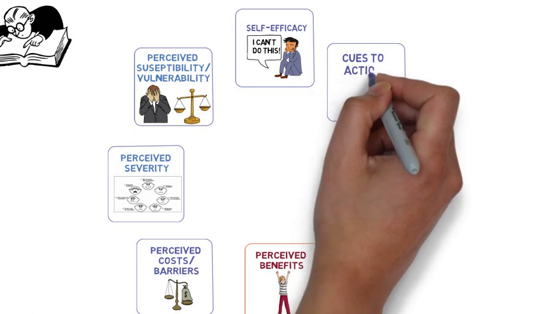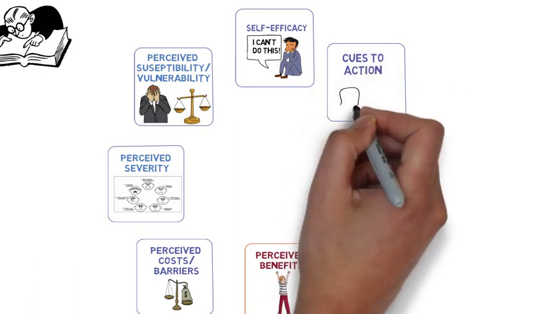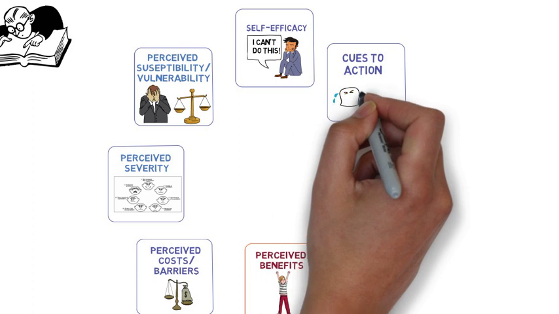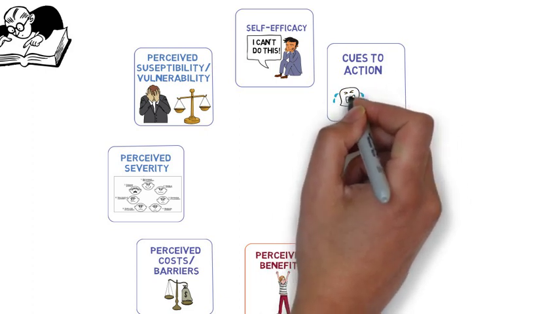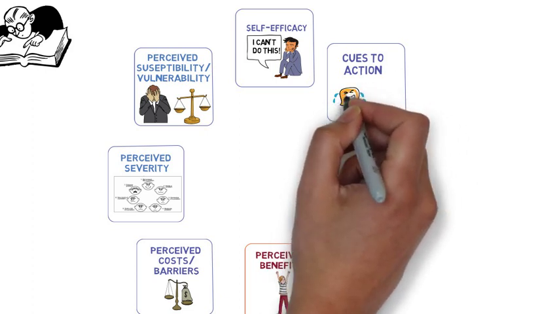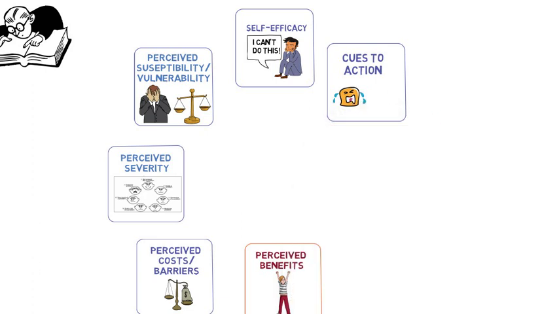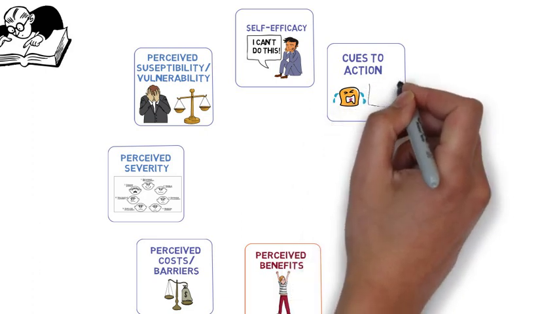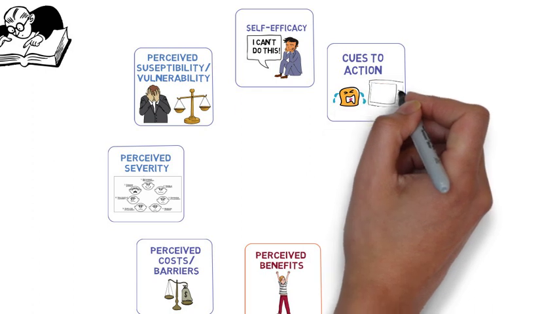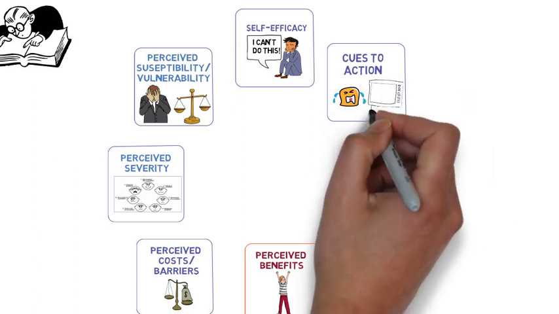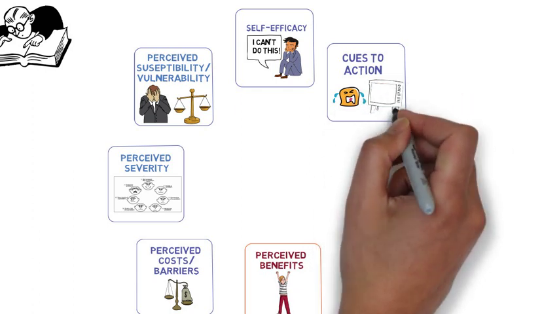So something internal could be something like pain, if a patient starts to get pain or symptoms, and they would be internalised. External cues could be something that's happening outside, like an event or information from others or the media or healthcare providers. So something's happening outside of that person.